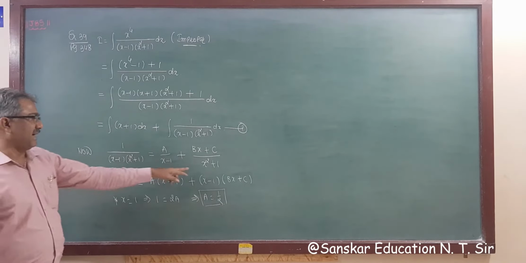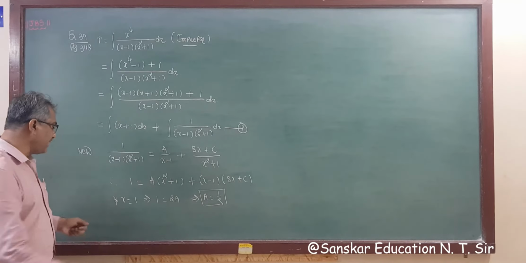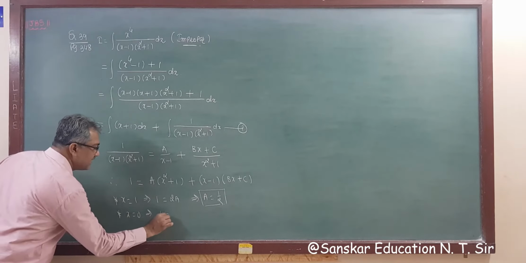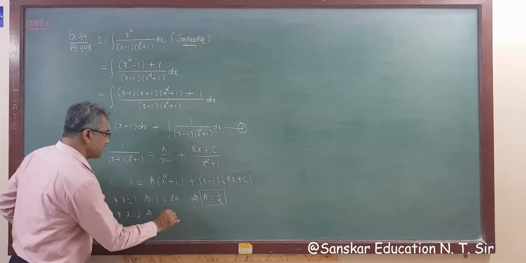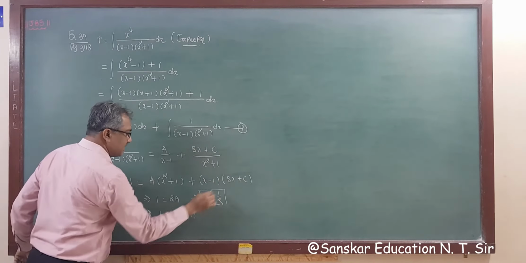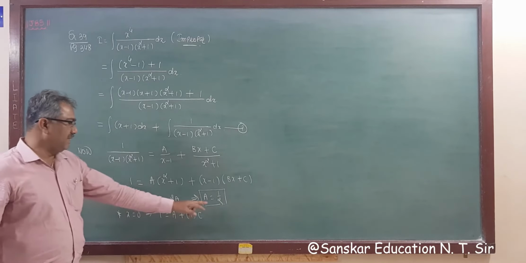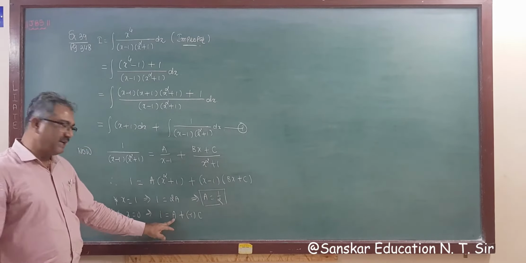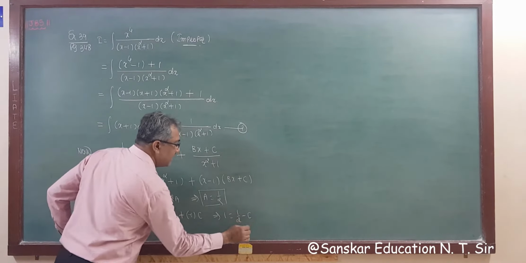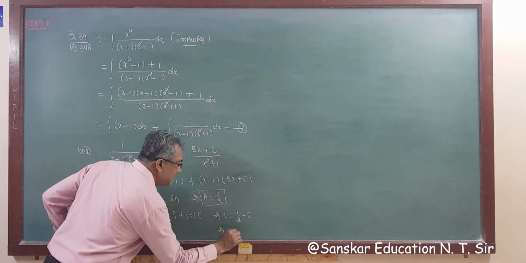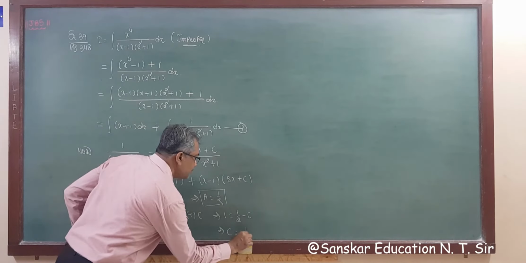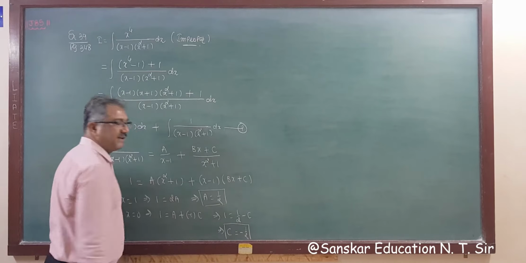Now x square plus 1 is there, so taking a random value, I am taking first x is equal to 0. So x is equal to 0, this implies 1 is equal to 0 plus 1 is 1, that is A, plus 0 minus 1, and 0 plus C, that is C, where A is equal to half. So substituting A equal to half here, we get 1 is equal to half minus C, this implies C is equal to half minus 1, that is minus half. So C is equal to minus half, another value.